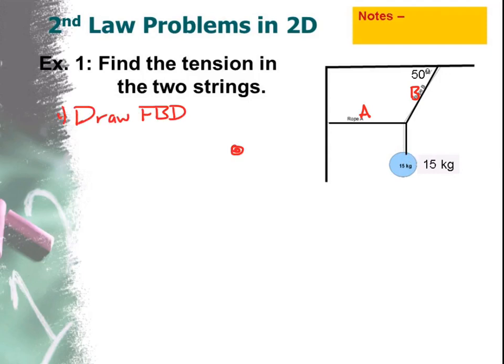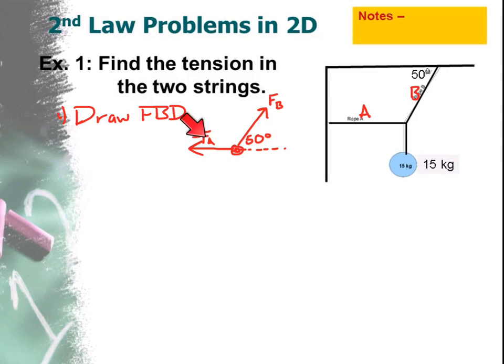So the first thing I want to do is start drawing a free body diagram. Well, there are three forces acting on this ball right here. We have the tension due to rope B. It's at an angle of 50 degrees, so I am going to include this little angle in my free body diagram just to remind me. And then I also have the tension due to rope A. And notice that I put a negative sign on here.